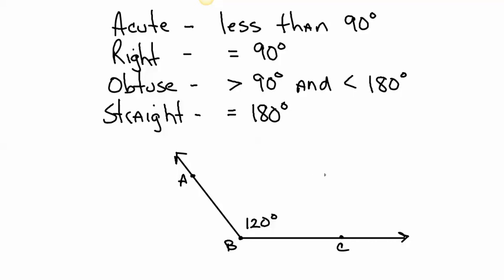So in this case, angle ABC is what kind of an angle? It's obtuse. All right, and the measure of it is 120 degrees. Good.